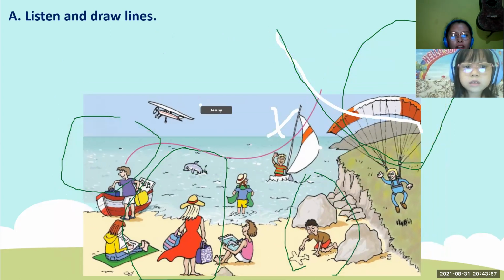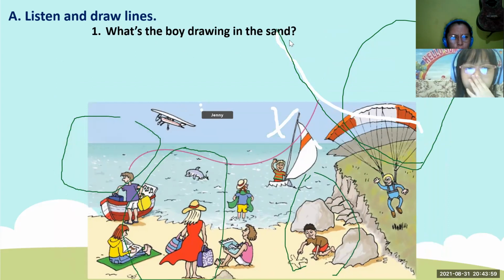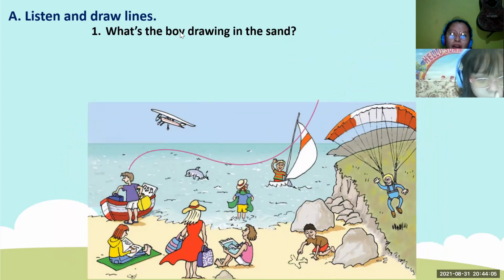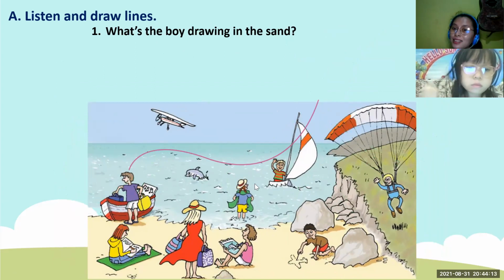Okay, there you are. So I have here some questions. What is the boy drawing in the sun? Can you see the boy drawing in the sun? What is he drawing there? Yes. Drawing a plane. Oh, he's drawing a plane.